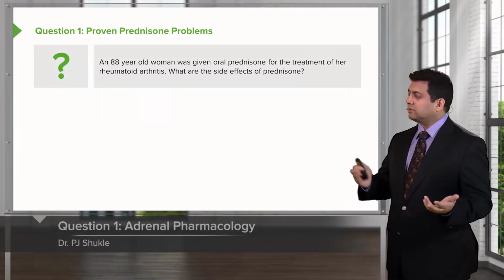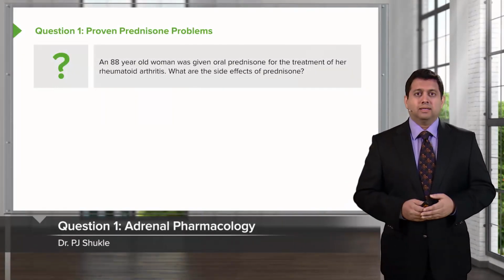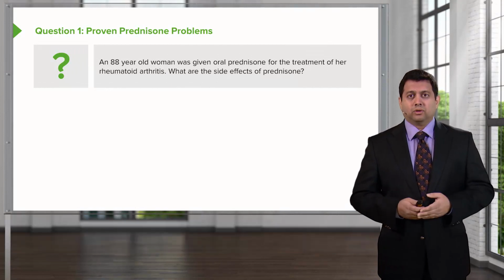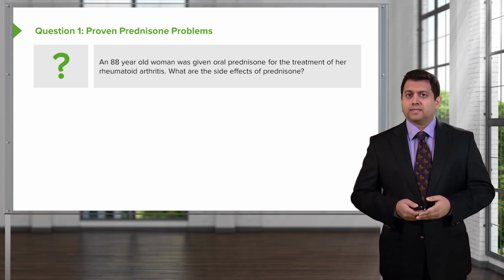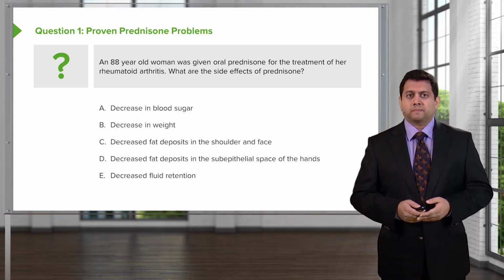Okay, let's do some questions. Question number 1. An 88-year-old woman was given oral prednisone for the treatment of her rheumatoid arthritis. What are the side effects of prednisone?